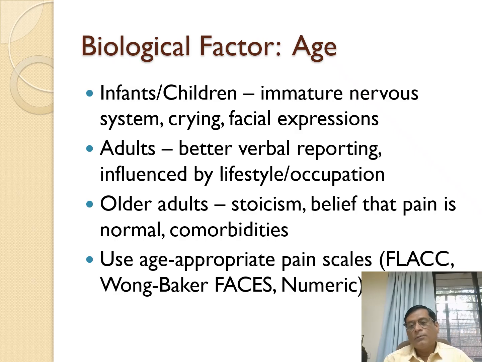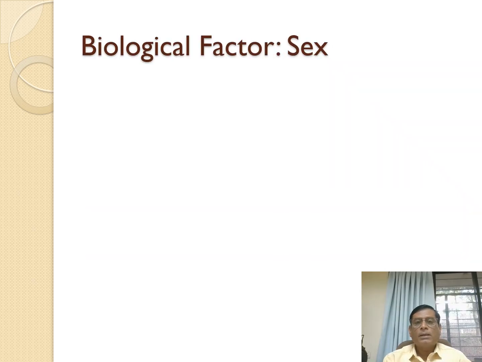Whereas the Wong-Baker faces scale is different. You have 10 faces from 0 to 10, and by looking at that face you can score whether it is 4, 5, 6. And then the numeric scale 0 to 10. The patient has to report in numbers how much they will score, whether it is 5 or 10. Depending on that you can grade the pain, whether it is no pain, mild, moderate, or severe pain. Clear?